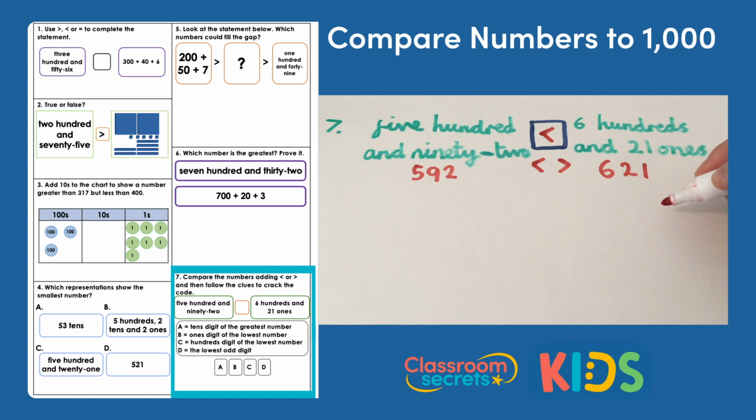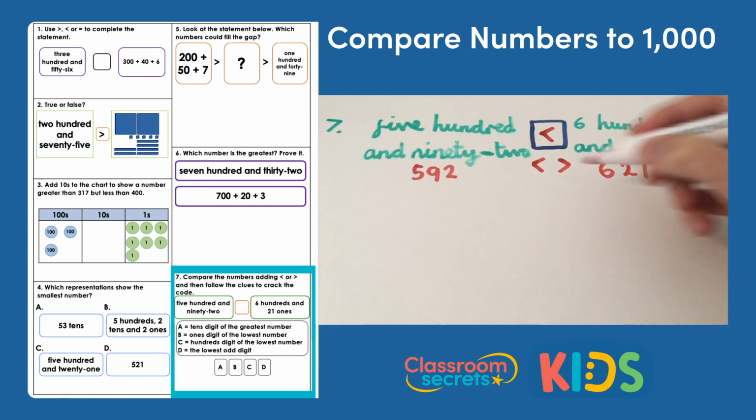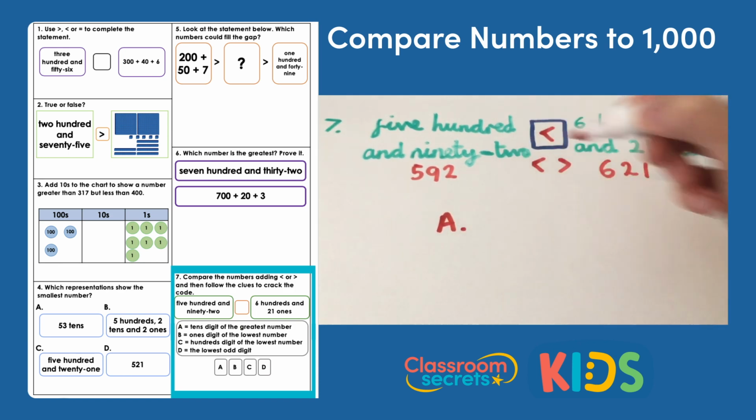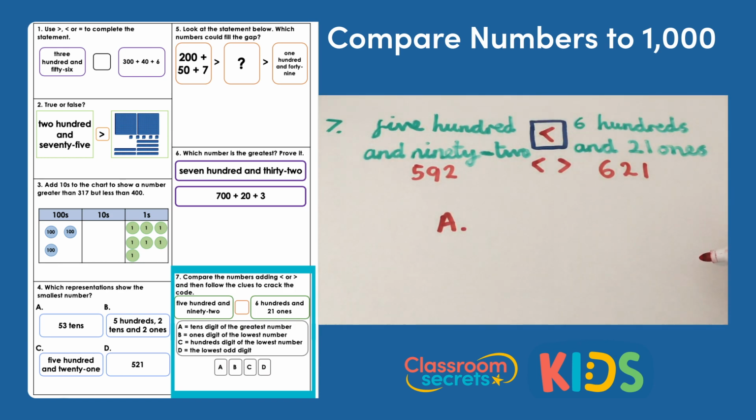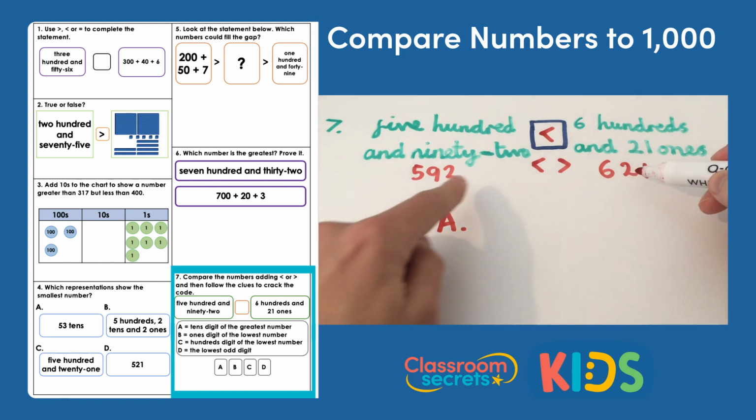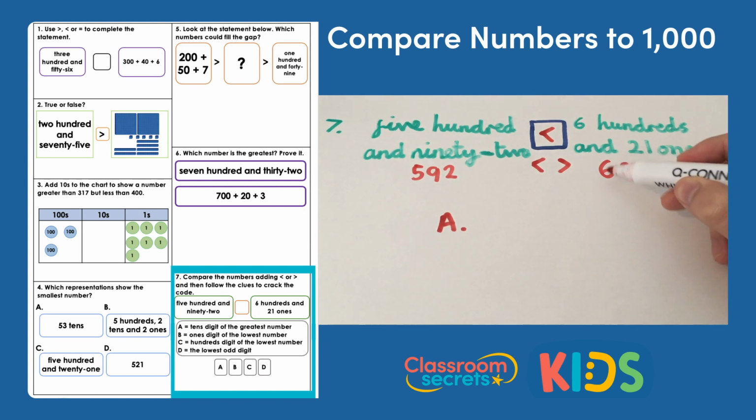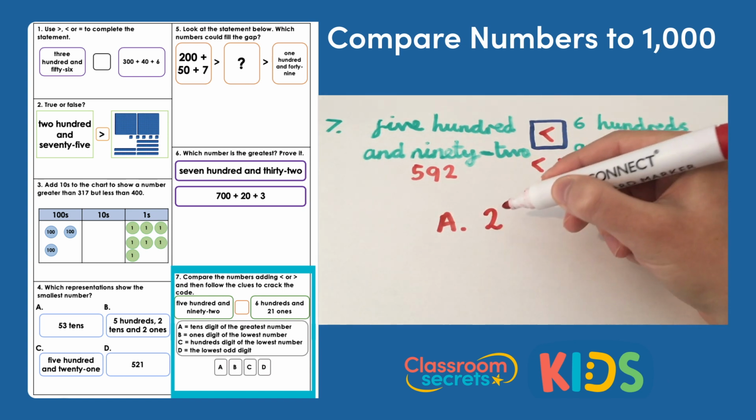So let's move on to the second part of the question. We need to follow those clues to crack the code. Now clue A says tens digit of the greatest number. Now we know 621 is the greatest number. It's bigger than 592. So we're looking at the tens digit. Let's head them up. Hundreds, tens, ones. The tens digit is a 2. So that's going to be a 2.